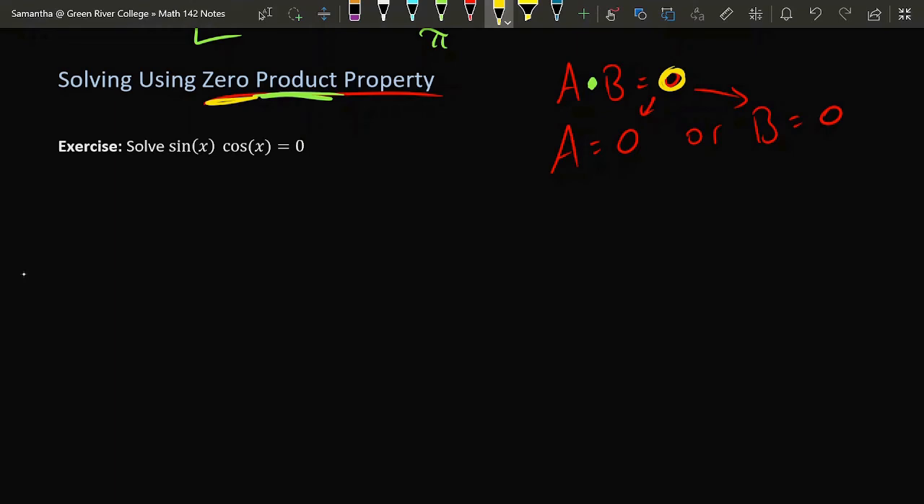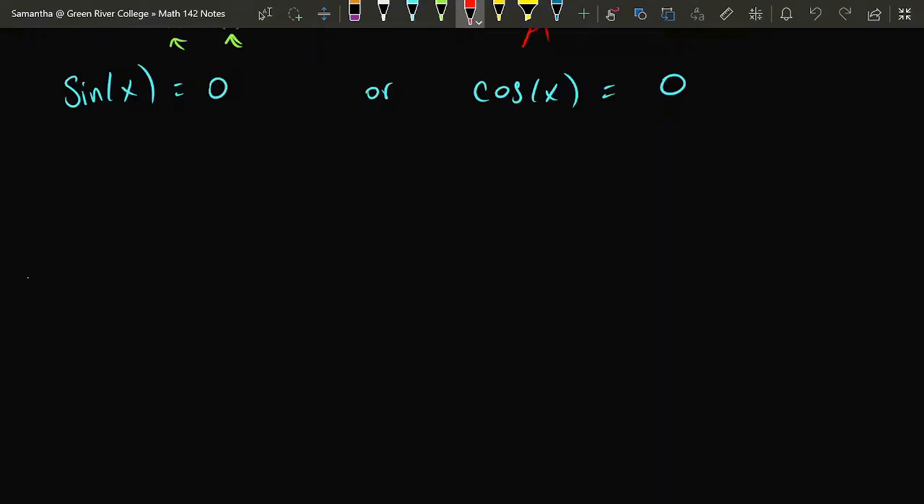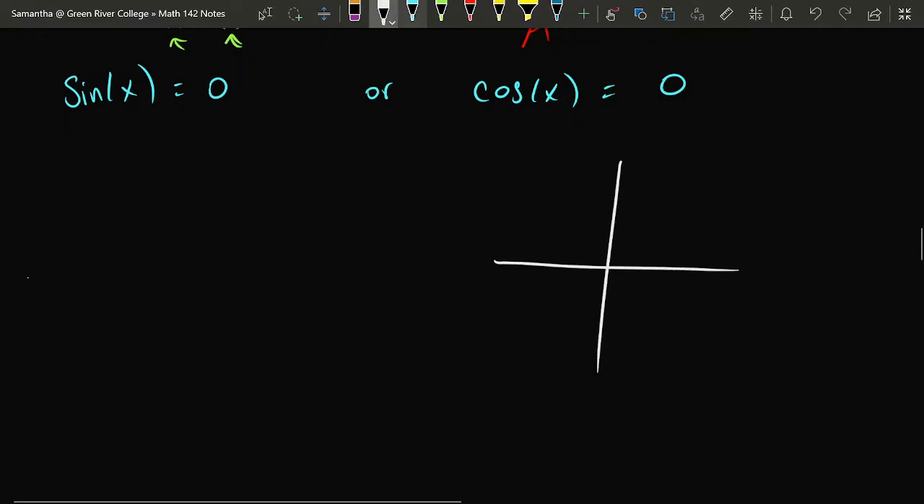Now, how does that apply in an exercise like the one that's given to us? This applies because we can solve separately the equations sine of x is equal to 0 or cosine of x is equal to 0. Now, the nice thing about both of these two equations is that the output that we're looking for from sine and from cosine is 0, which is a value that is very easy to see on any reference image of the unit circle.